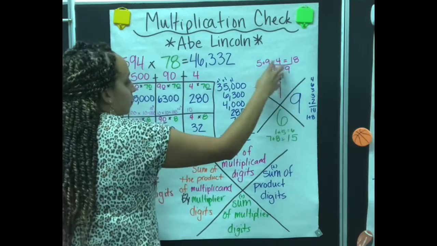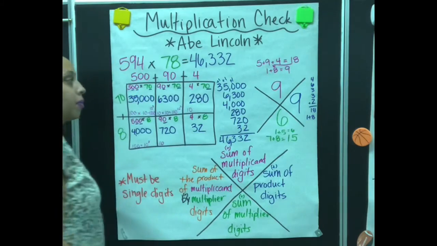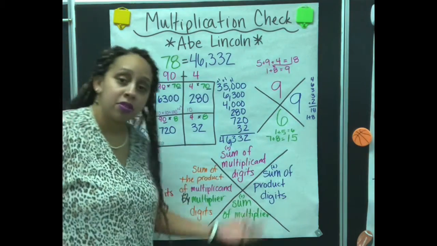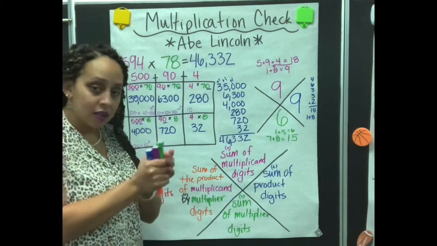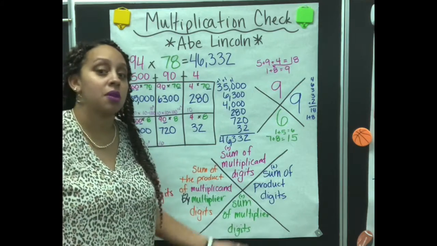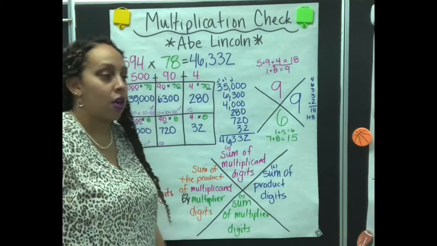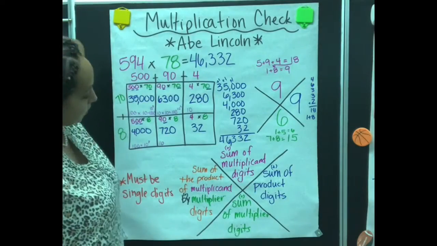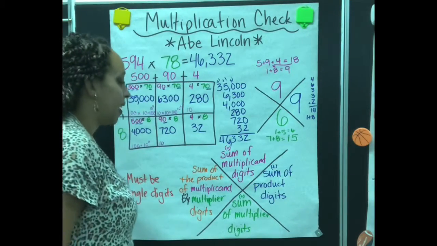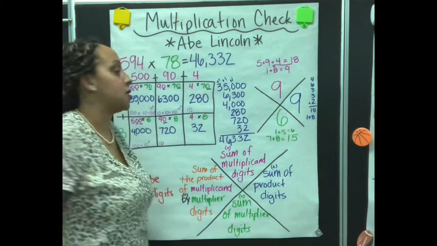Multiplier digits, multiplicand digits, product digits. And if they were double digits, then I just added those two digits together. And if they still equal double digits, I would just keep adding until they were down to 1 digit. Now here comes the tricky part. It's not tricky, it's going to sound tricky, but it's not.